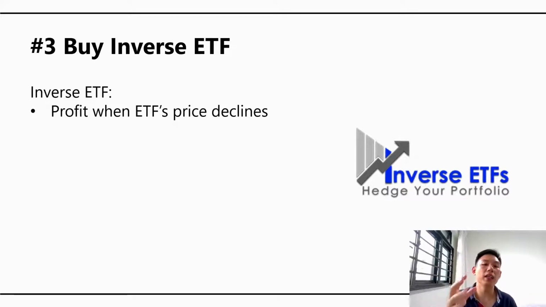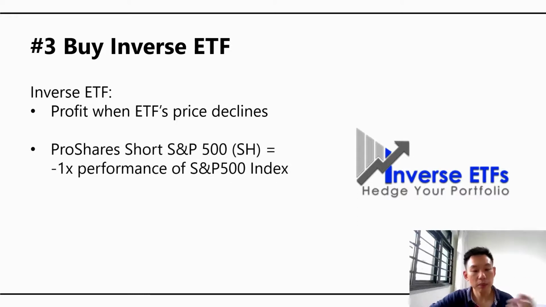You can simply just buy the inverse ETF, and if the market goes down, the inverse ETF share price will go up. An example is the ProShares Short S&P 500, ticker symbol SH. It is an inverse ETF that seeks to provide the daily investment results corresponding to the inverse, or negative 1 times, of the daily performance of the S&P 500 index.